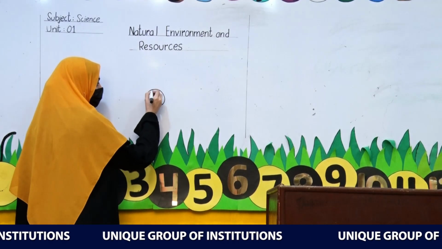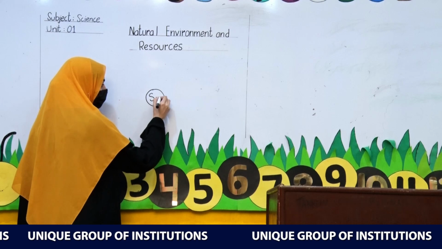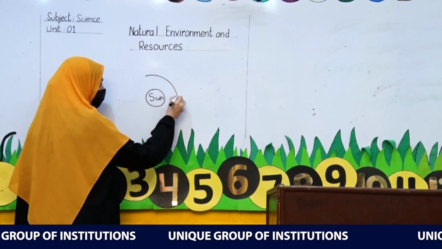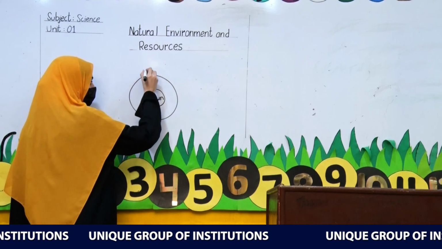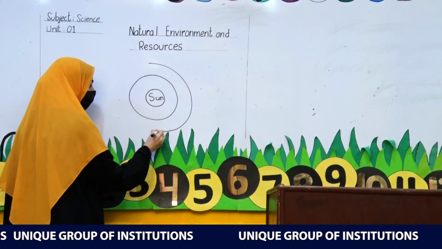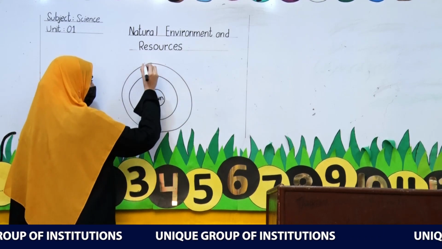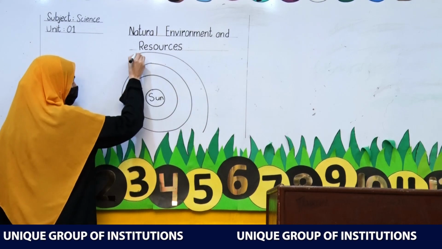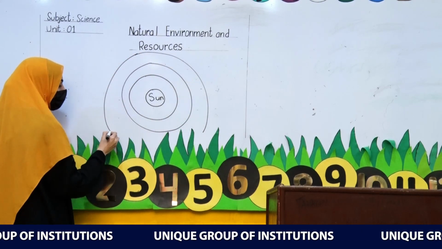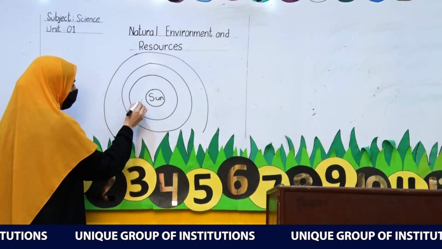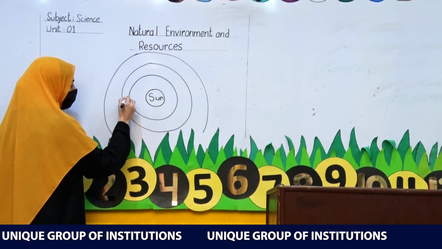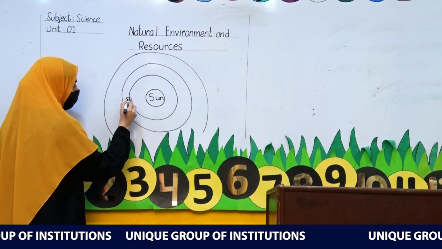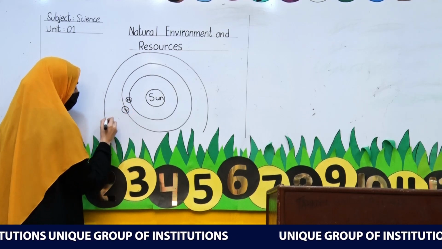Now here I would like to show you how the sun is the center of our universe. This is the sun, and around the sun different planets are orbiting in the shape of a circle, like this. The first planet that is closest to the sun is Mercury, then we have Venus, then we have Earth.